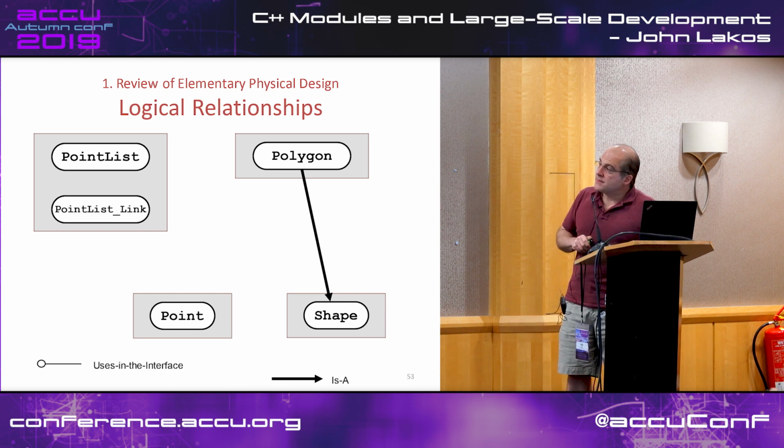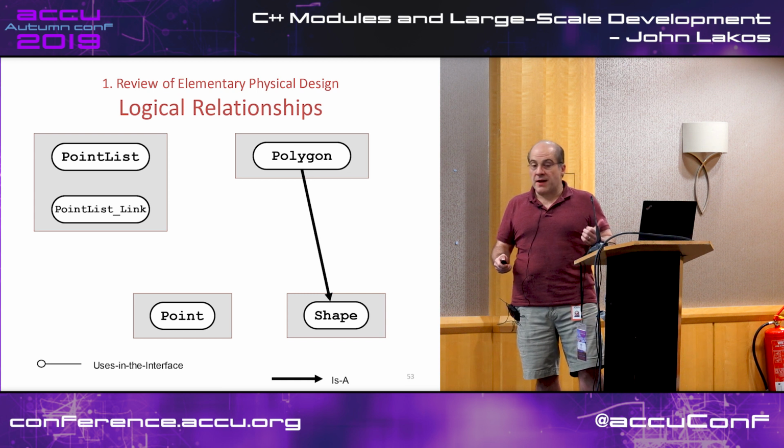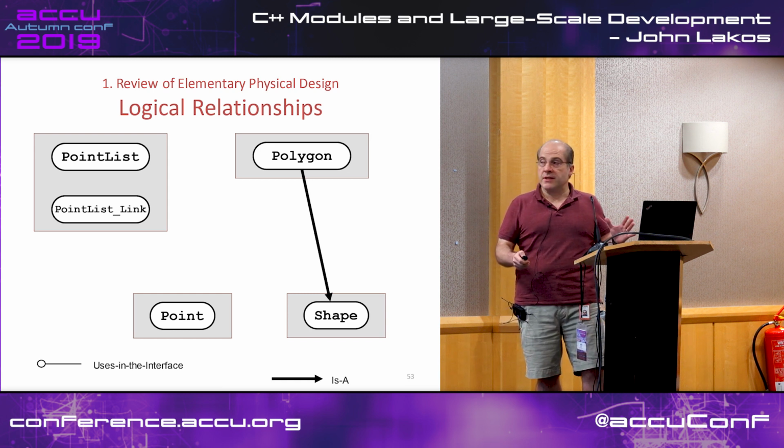So the next one, because there isn't any other, is what we'll call uses in the interface. And uses in the interface is a property of a function. A function uses a type in the interface if it names it as one of its parameters, part of its signature, or as a return type. So that's what a function uses in the interface, and a class uses in the interface if any of its member functions use a type in its interface.